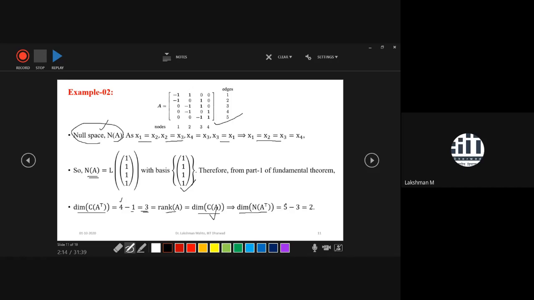It would be related to the dimension of the target space. You can observe here, A is a matrix which maps R4 to R5. Why? Because A is a 5 by 4 matrix. The order of the incident matrix is 5 by 4. That's where you can simply say that A is a linear transformation which maps R4 to R5.